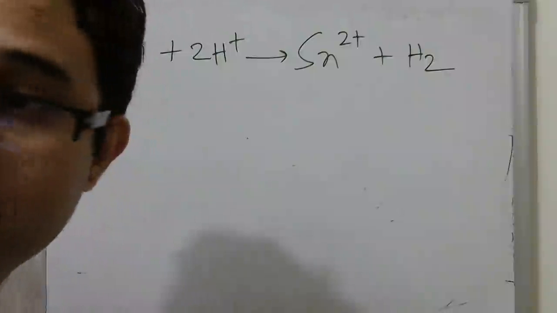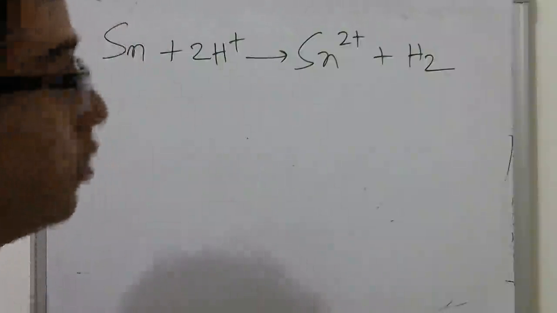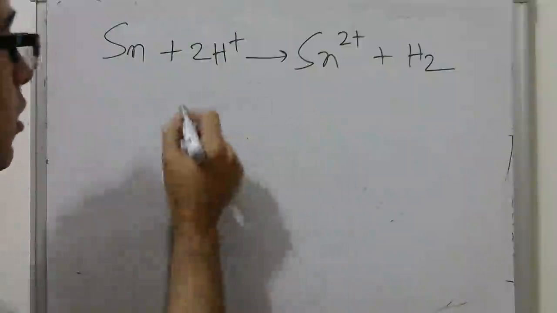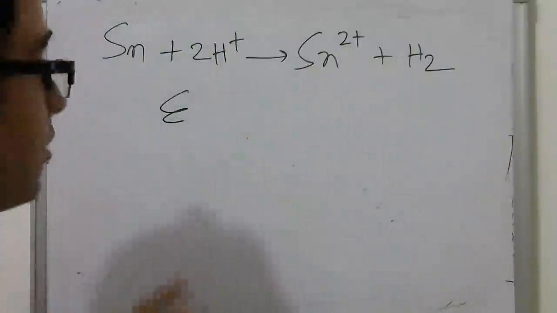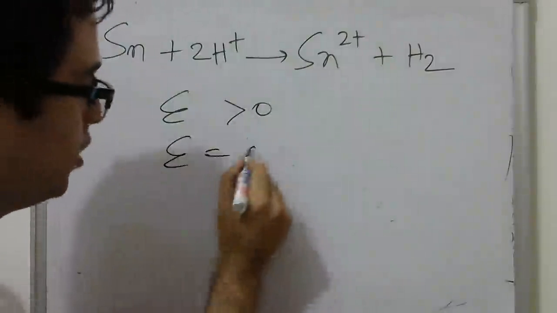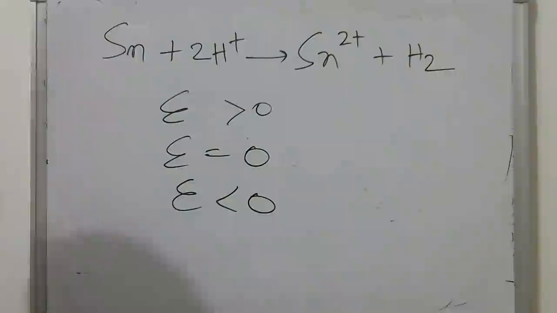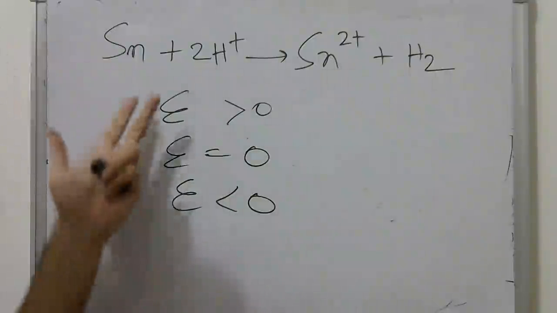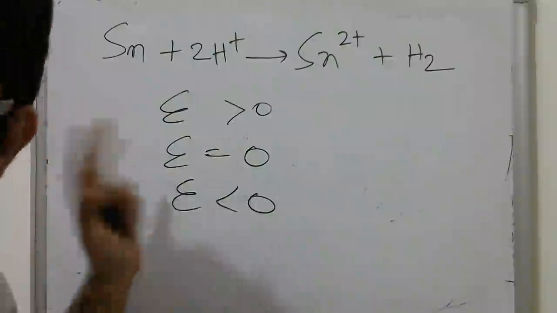Now the thing is that whether this reaction will take place at all depends upon what? It will happen or not. How will you say this happens or not? If E of this reaction occurring in their respective states is greater than 0, then this reaction takes place. E equal to 0, no net reaction. E less than 0, the reverse is true. That is, Sn is being reduced, hydrogen is being oxidized. Clear? So whether this reaction will take place or not depends on the electrode potential of this reaction.